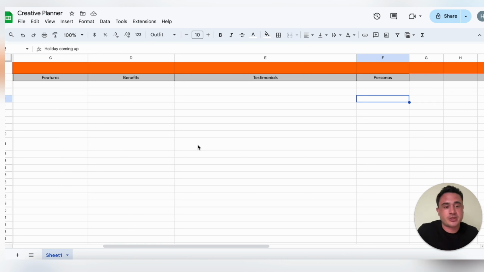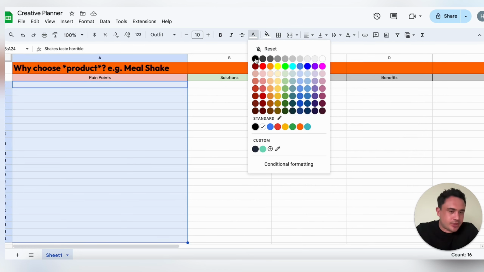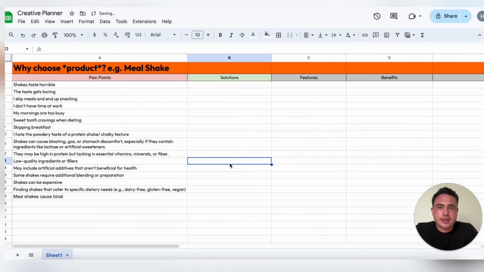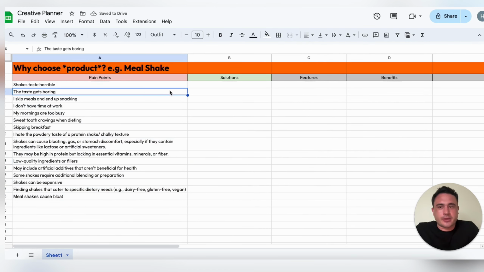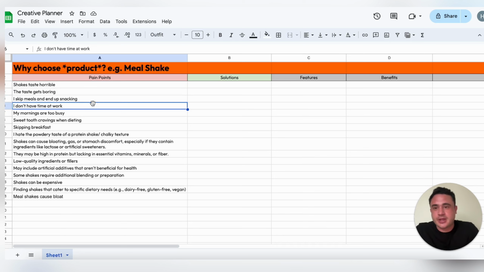So we'll have a look through those so you can just see some rough ideas of how you can build this out. But again, pain points. So what are people currently dealing with, that either they're not taking milkshakes at all, or they have tried milkshakes before and they don't like it? We've got stuff like shakes tasting horrible. They've already tried it. They don't like it. The taste gets boring and repetitive, stuff like that.